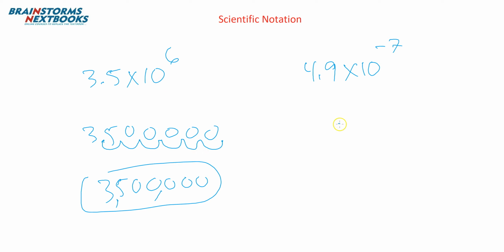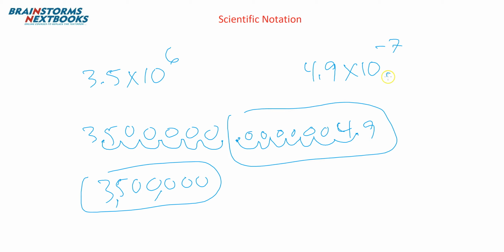Okay? This one, 4.9. And now I'm going to move it how many places? 7. And I'm going to move it to the left, making it a tiny decimal, right? So 7 to the left. 1, 2, 3, 4, 5, 6, 7. There's my decimal. And these all get zeros in them. So my answer in standard form would be this. That was converted back. So if you learn how to go from standard to scientific, you just do the opposite to go back to standard. But it can be tricky.